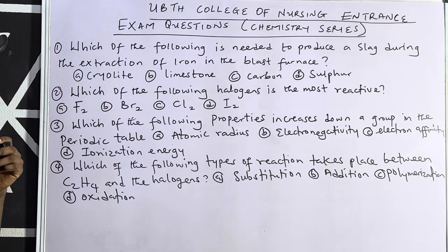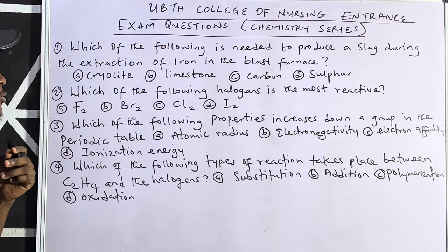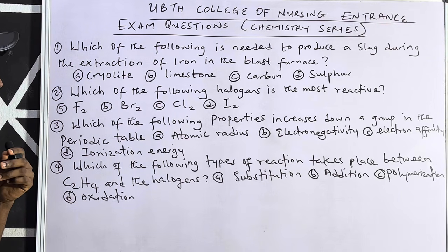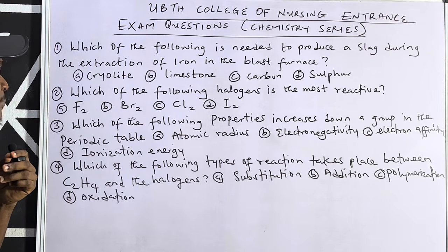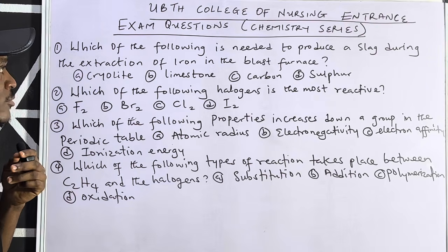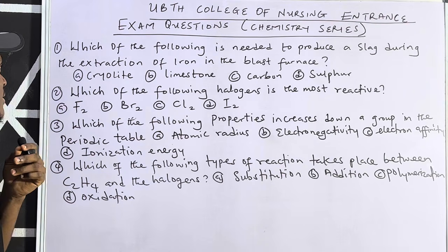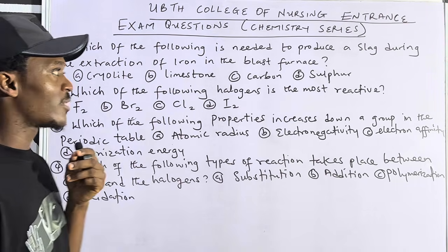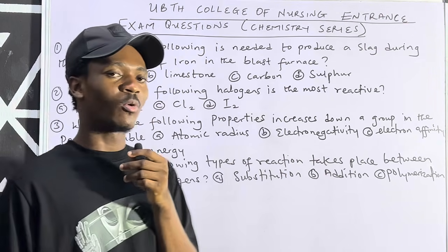Question 1. Which of the following is needed to produce a slag during the extraction of iron in the blast furnace? Which of the following is needed to produce a slag during the extraction of iron in a blast furnace? The first thing that should come to our minds should be, what's a slag?